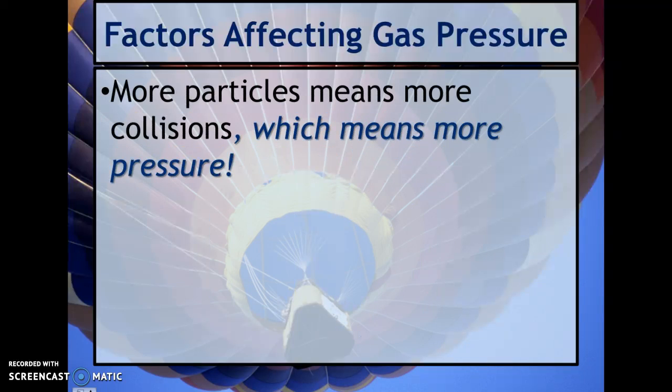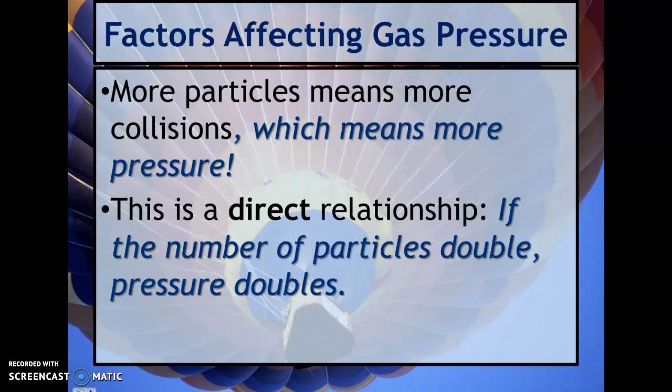More particles means more collisions, which means more pressure. This is a direct relationship. If the number of particles doubles, pressure doubles. Remember, in a direct relationship, if one variable increases and the other variable increases as a result, it is called a direct relationship.